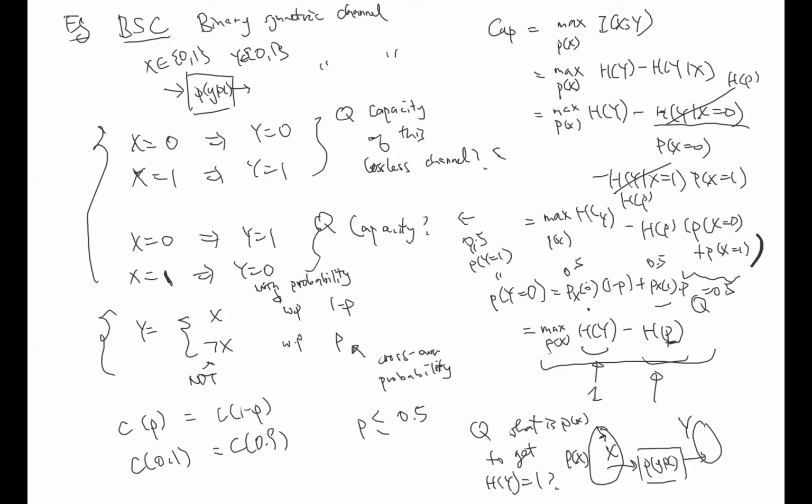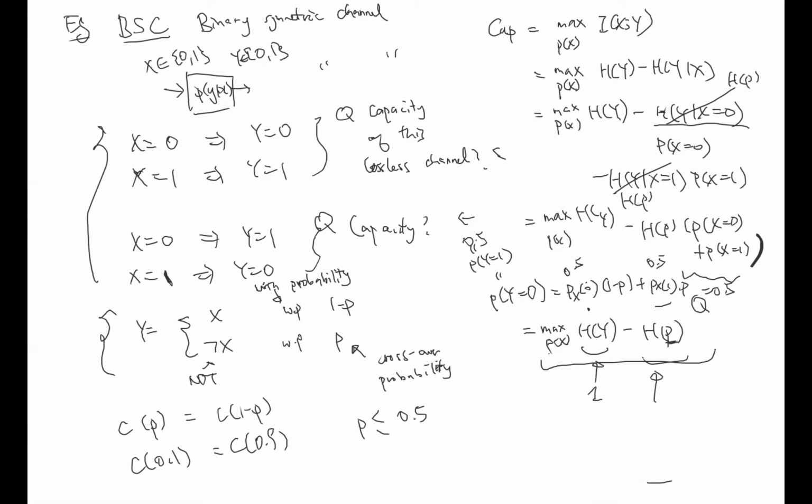So therefore, the capacity, maybe I erase this one now. For the binary symmetric channel, the capacity is just 1 minus H(p).